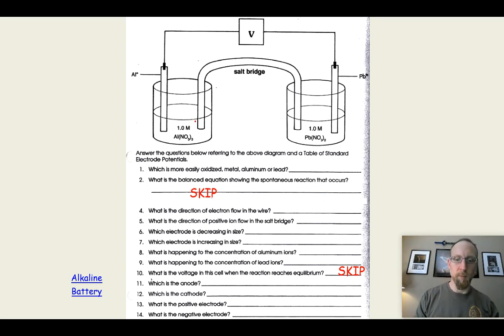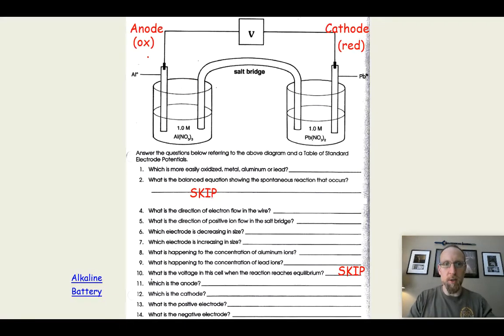All right, so let's go over this. So first thing we want to do, go to table J. When you look on table J, you're comparing aluminum and lead. Who is higher? Aluminum is higher on table J. So that makes aluminum the anode, which means it's oxidized, anox. And then that means lead must be the cathode, which is where reduction occurs. So oxidation occurs at the anode, reduction occurs at the cathode.